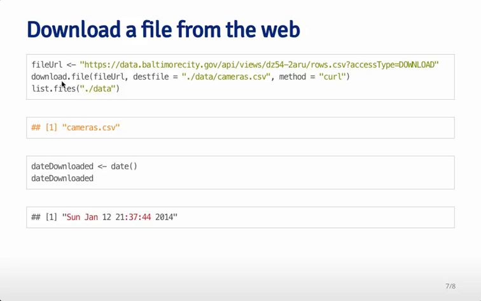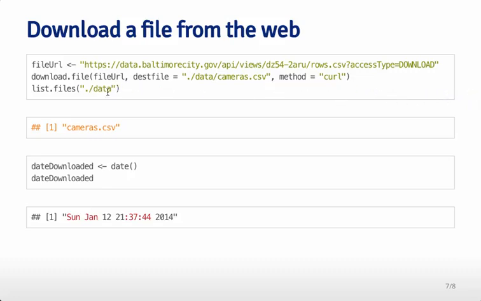And then we pass to download.file that file URL that we collected off the website, and we say we'd like to put it in this data directory, and we'd like to call it cameras.csv. We're using .csv because that's the extension that's used for comma-separated files. And the method that we're going to use is curl.